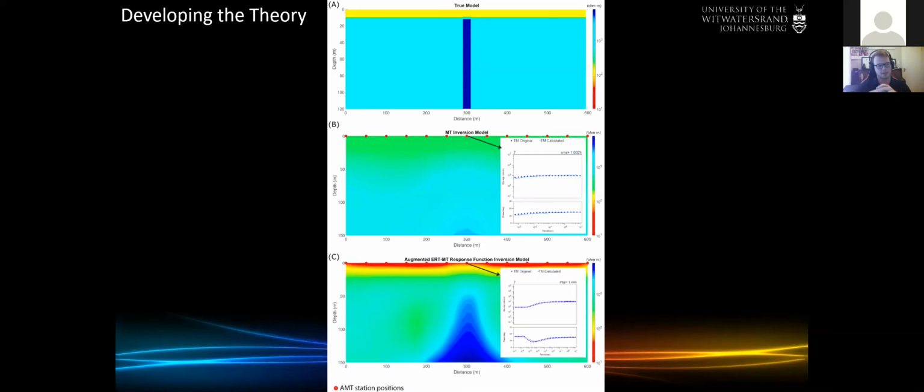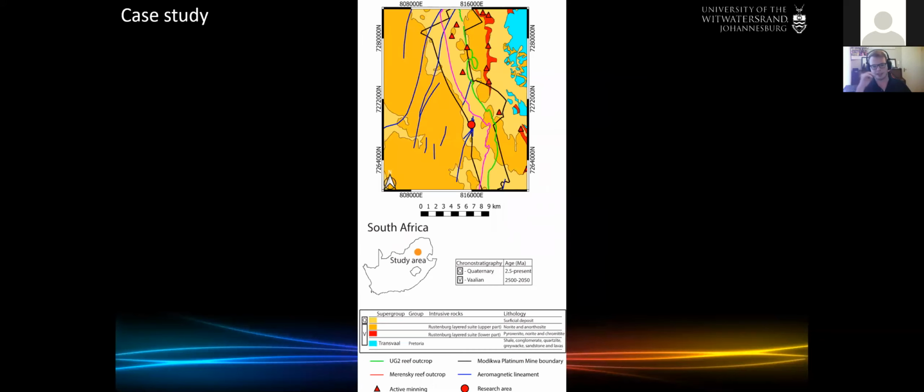So, okay, in 1D we've seen improvements, and in 2D we've seen improvements of the joint characteristic function that we have here. But there's no good creating theoretical models. We actually have to test this in real life. So we decided to test this on real world data. So we had to find a dike. Now, one of the best places to find dikes in South Africa is obviously the Bushveld complex. So we went out to the Madikwa Platinum Mine to find some dikes to test this new theory on.